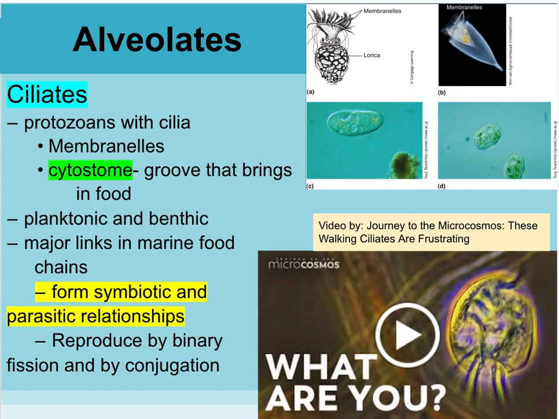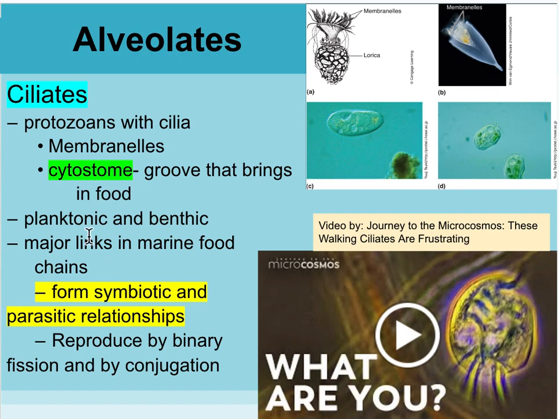So alveolates also include another type called the ciliates. They are literally covered with cilia, and the cilia not only help them to eat but help them to move. They have this cytosome, this groove that brings in food to feed them. They are highly, highly understudied, so if you are interested, you could take off and have a whole career made out of this. This is a video by Journey to the Microcosmos. These walking ciliates are frustrating because they don't totally get how they're working or even how to classify them.